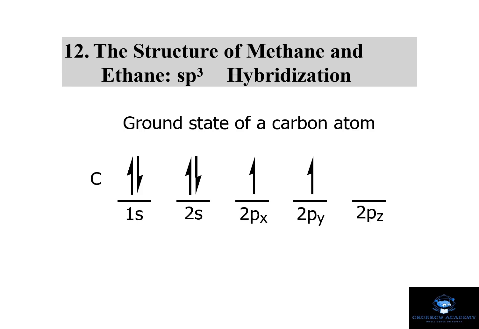Now we enter one of the most important topics in this course, hybridization. Let's start with sp3 hybridization. In its ground state, carbon has an electron configuration of 1s2, 2s2, 2px1, 2py1, and 2pz0, right? This means carbon has only two unpaired electrons, which would suggest it forms only 2 bonds, right? But we know carbon forms 4 bonds. The explanation is hybridization.